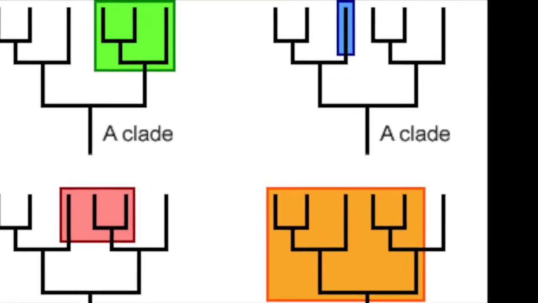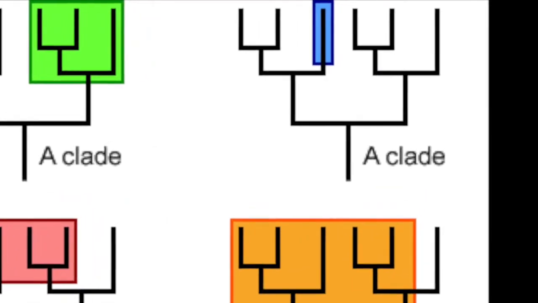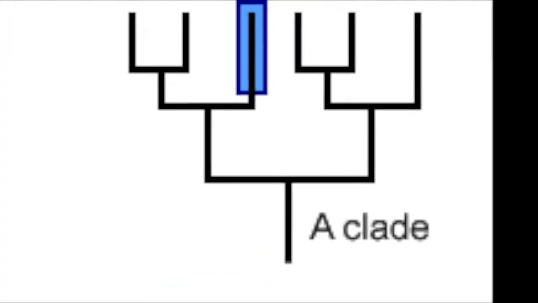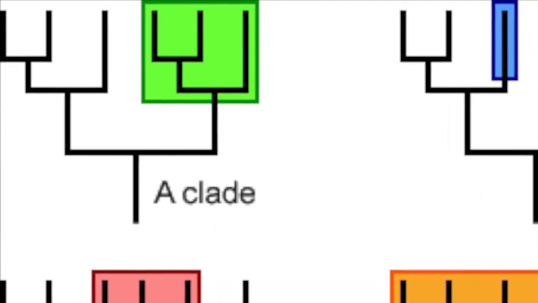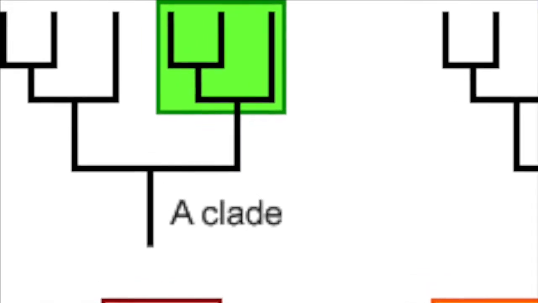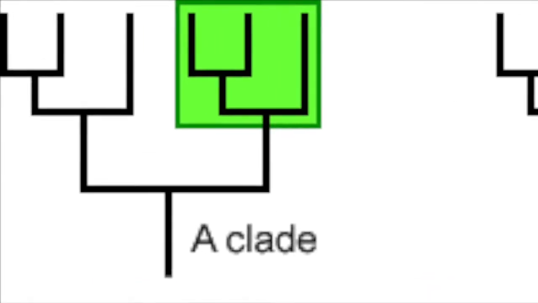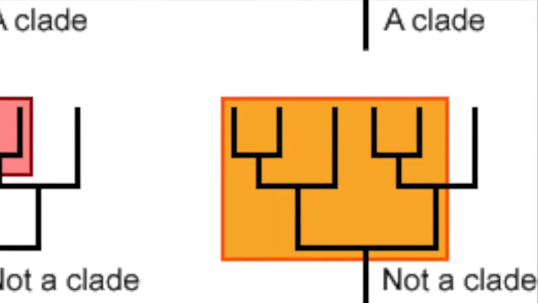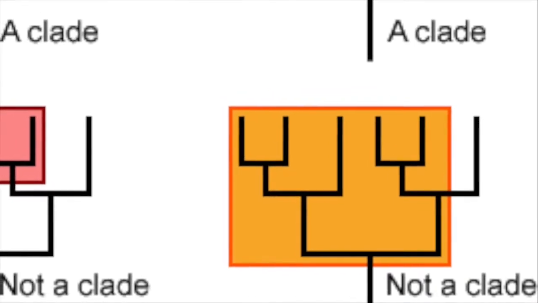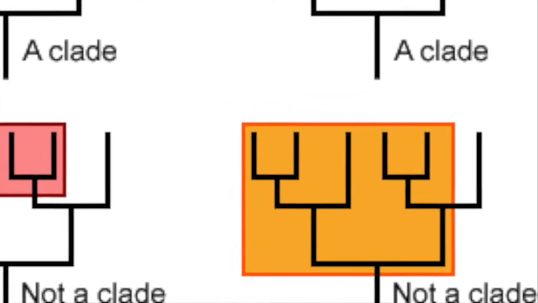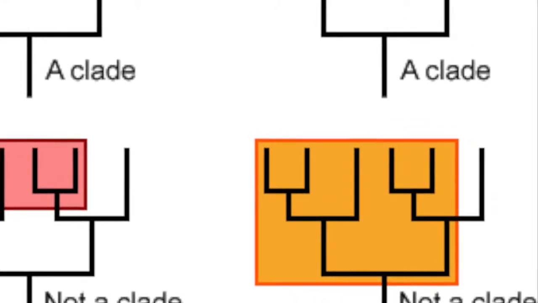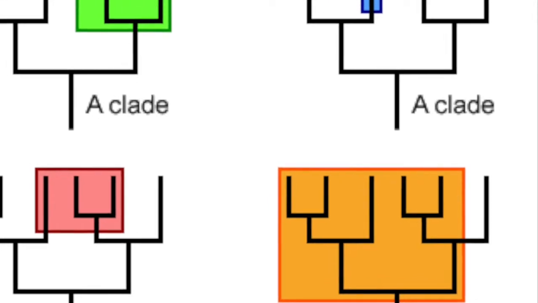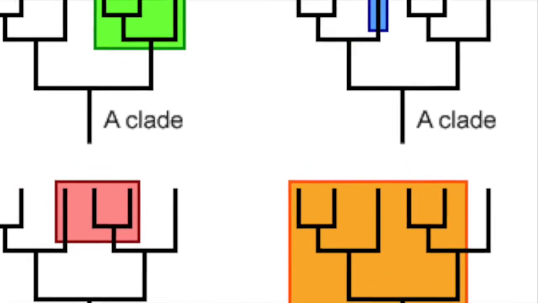For example, the blue clade is species A and all of its descendants. The green clade is species A and all of its descendants. There can be multiple clades inside of one. For example, if we were to color the entire tree yellow, the blue, green, and red clades are all clades existing in a larger one.